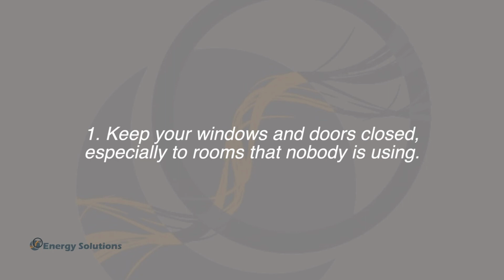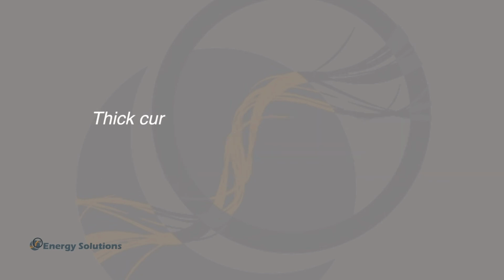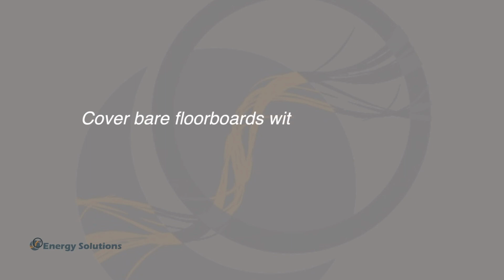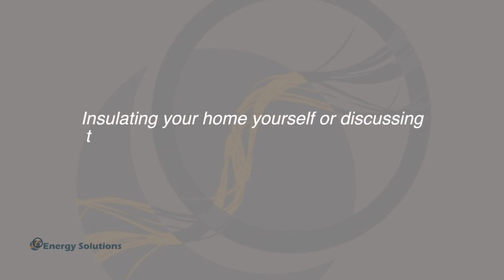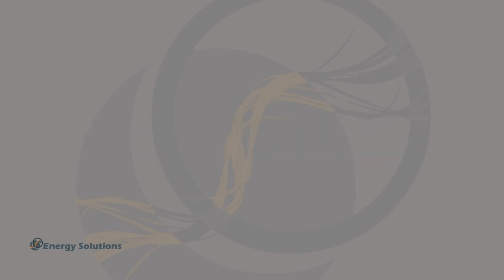Our tips for reducing bills while heating your home are: keep your windows and doors closed, especially to rooms that nobody's using. Cover drafts and door gaps or uneven flooring with a draft excluder. This may also make your door feel heavier and remind you to pull it closed when you leave a room. Thick curtains are a good way to prevent yourself from losing heat, but make sure to let the sun in during the day. Cover bare floorboards with rugs and mats. Insulating your home yourself or discussing this with your landlord will make a world of difference in terms of keeping heat inside. Set timers on your thermostat for the coolest parts of the day or to heat up as you travel home.